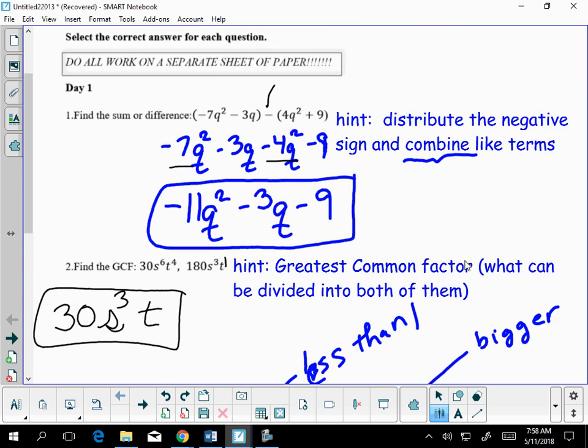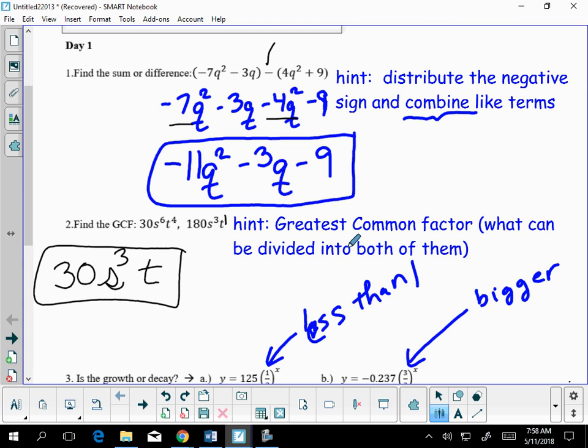On number 2, we're looking for the greatest common factor. What can be divided into both of them? Well, 30 can be divided into 30, and 30 can be divided into 180. So that's where this 30 comes from. They both have at least 3 s's, and they both have at least 1 t. So my GCF is 30 s cubed t.